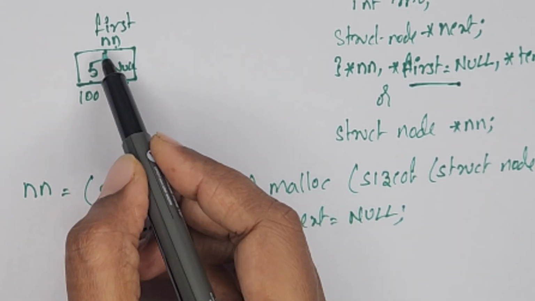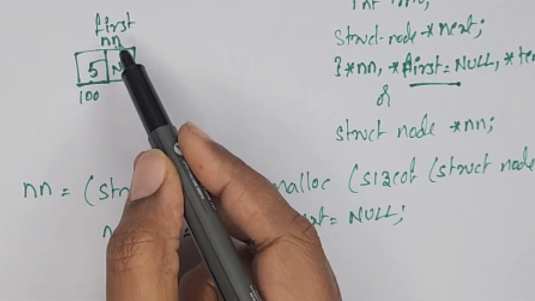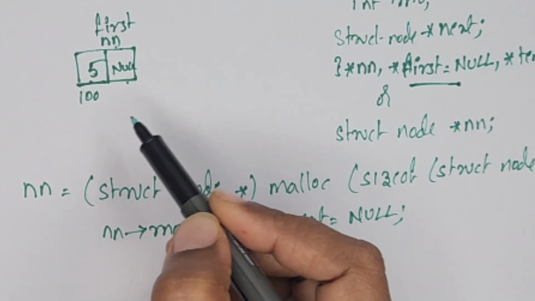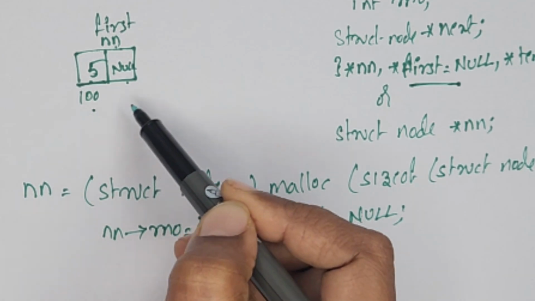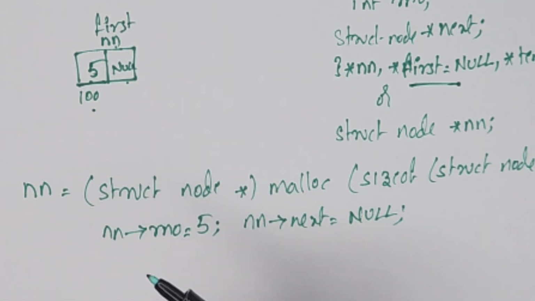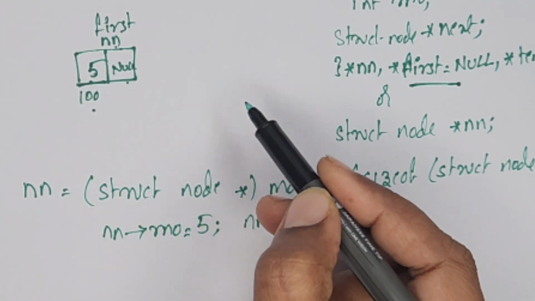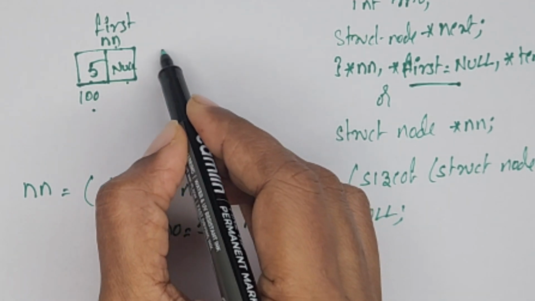If first equals null, then only the new node is assigned to first. Now what is first? 100. Now it is not null. First is 100. It means this is the first node in our single linked list.